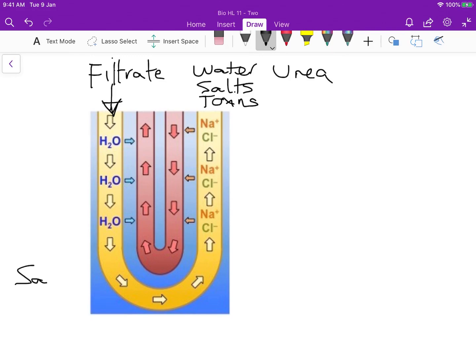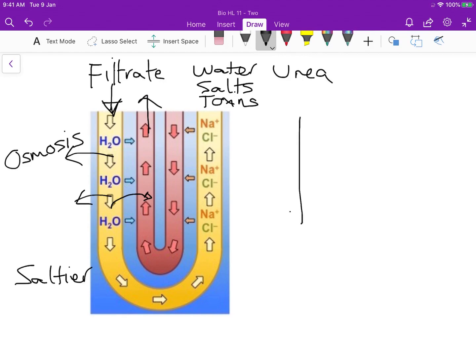So we talked about it getting saltier as we go down. And that means that water will move out via osmosis. And it's going to move into the tissue fluid which is surrounding. And on both sides there are going to be blood vessels. So it's going to move into the blood and be taken away. Now you can see that the filtrate is moving in one direction, and the blood is moving in the other direction. So this is called a countercurrent.